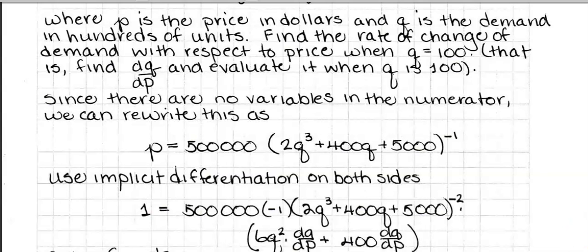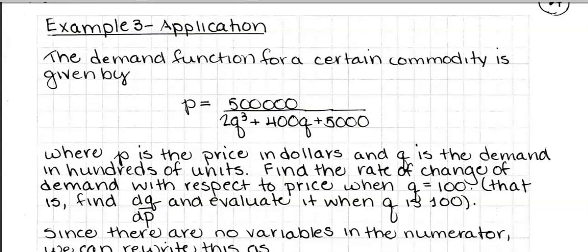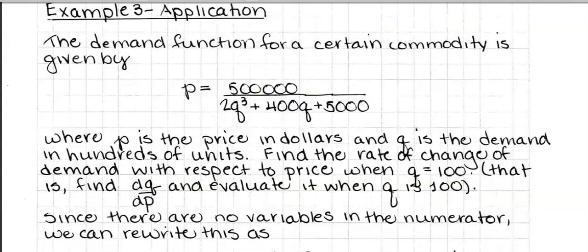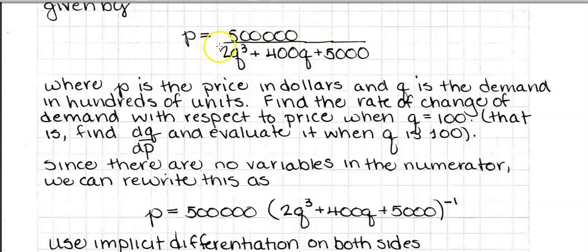Okay, so if you take a look, you'll notice there are no variables in the numerator of the demand function, so it'd be really easy to rewrite this a little bit algebraically by taking the quantity in the denominator, putting it in parentheses, and giving it a -1 as an exponent. You do not need to use the quotient rule on this because we don't technically have a quotient of variables.